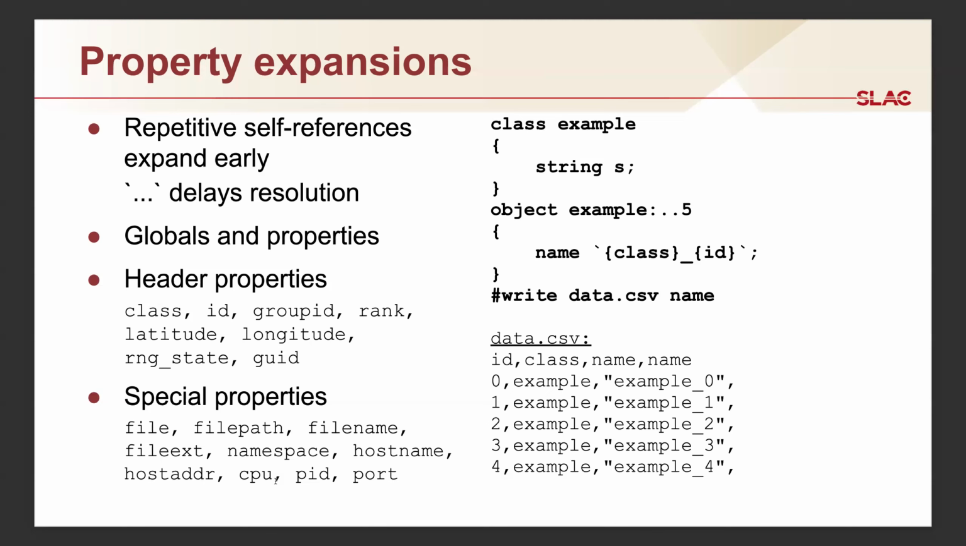I forget what CPU is. Oh, it's the processor ID for the thread. Process ID is for the whole process itself, which is something you use if you want to guarantee your program is using a unique file name. And port number is the port used to talk to the Gridlab-D server when it's running. So these are just special things that you may need to have access to.